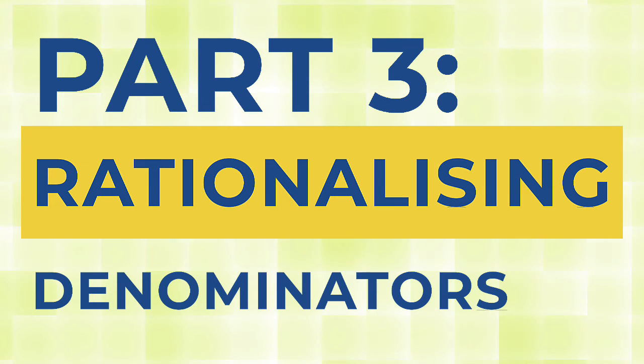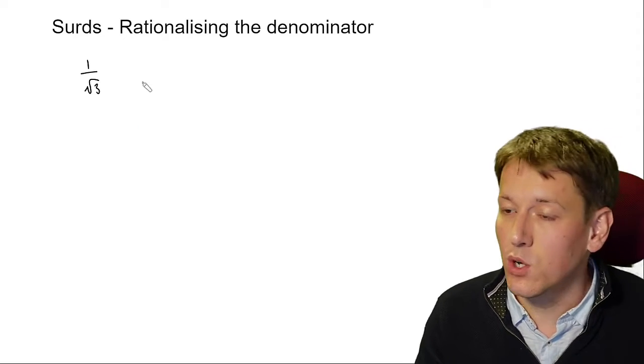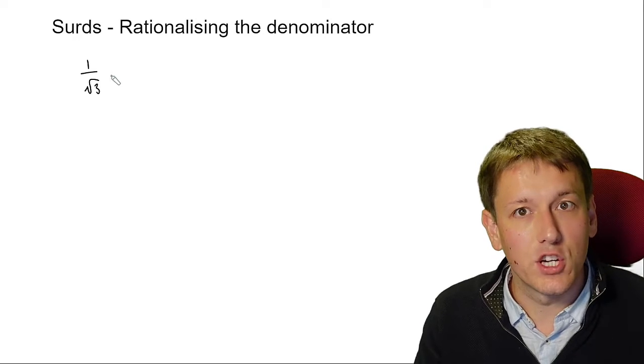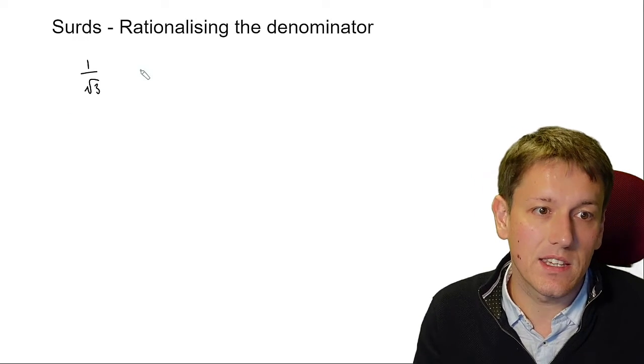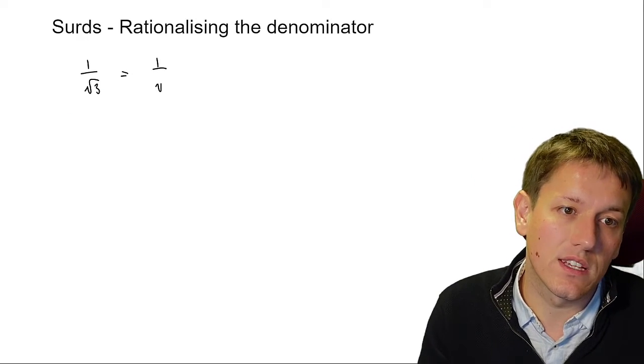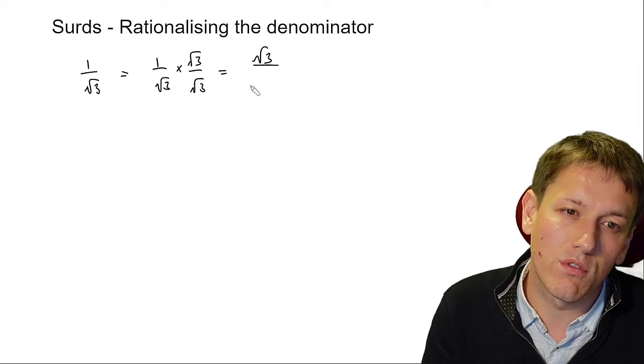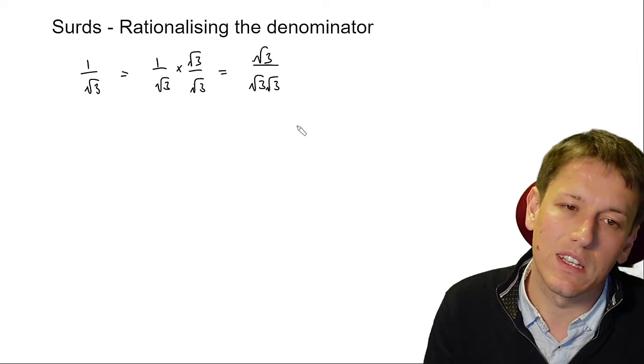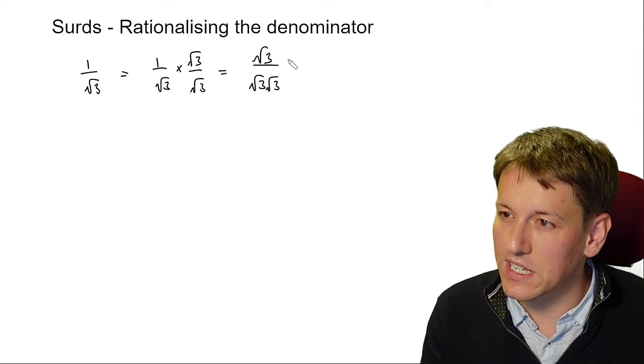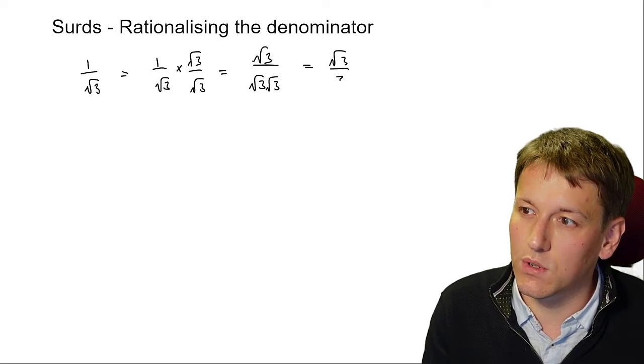Rationalising the denominator where it's just 1 over the square root of a number, what we do is we multiply top and bottom by the denominator here. So I say 1 over root 3 is the same as 1 over root 3 effectively times root 3 over root 3. Okay, so that's root 3 over root 3 times root 3, and root 3 times root 3 is 3. Okay, so that's root 3 over 3.